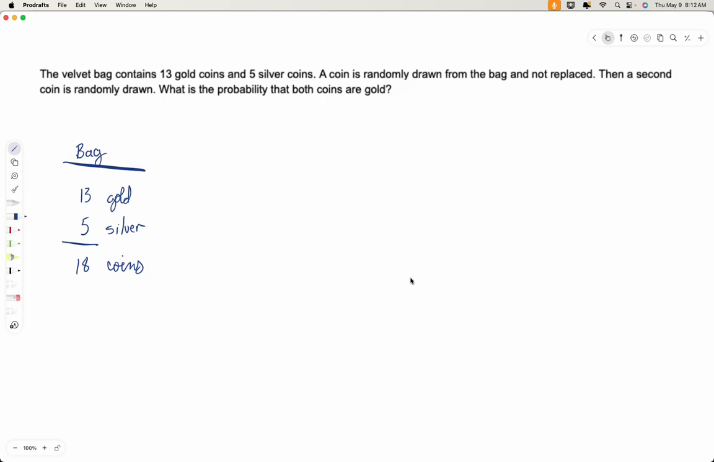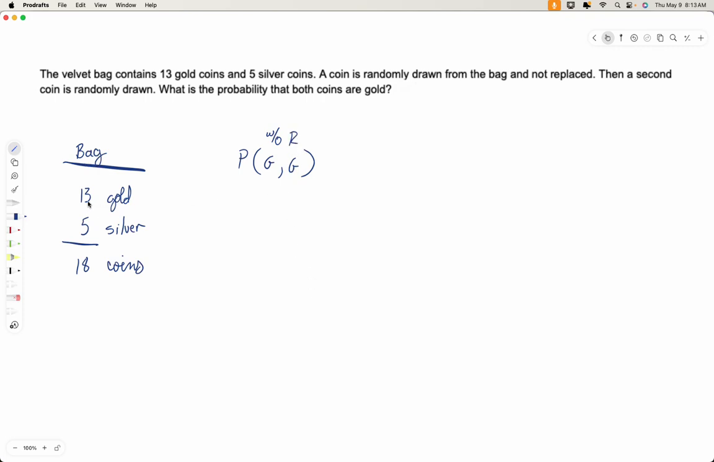A coin is randomly drawn from the bag and it is not put back. It's not replaced, so it stays out. Then a second coin is randomly drawn. What is the probability that both coins are gold? We want gold, gold, and that is without replacement.